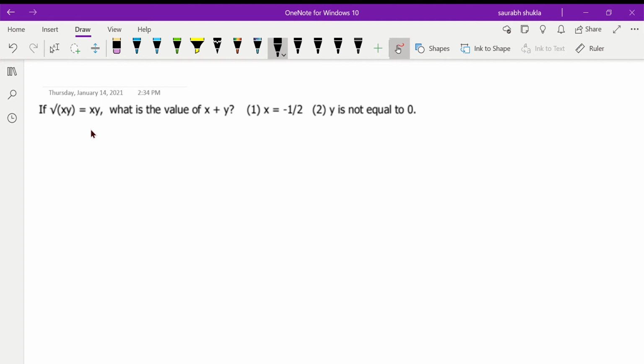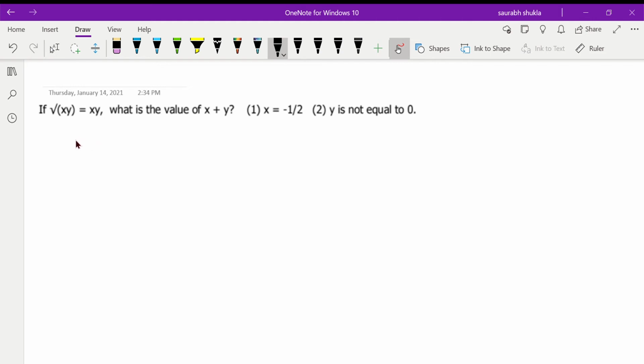So, it says that if square root of xy is equal to xy, then you have to find the value of x plus y. Okay, followed by two statements that are given. Like usual, every time you're given some information in the question stem, we first analyze that information and see if that can be simplified. So let's do that here itself.